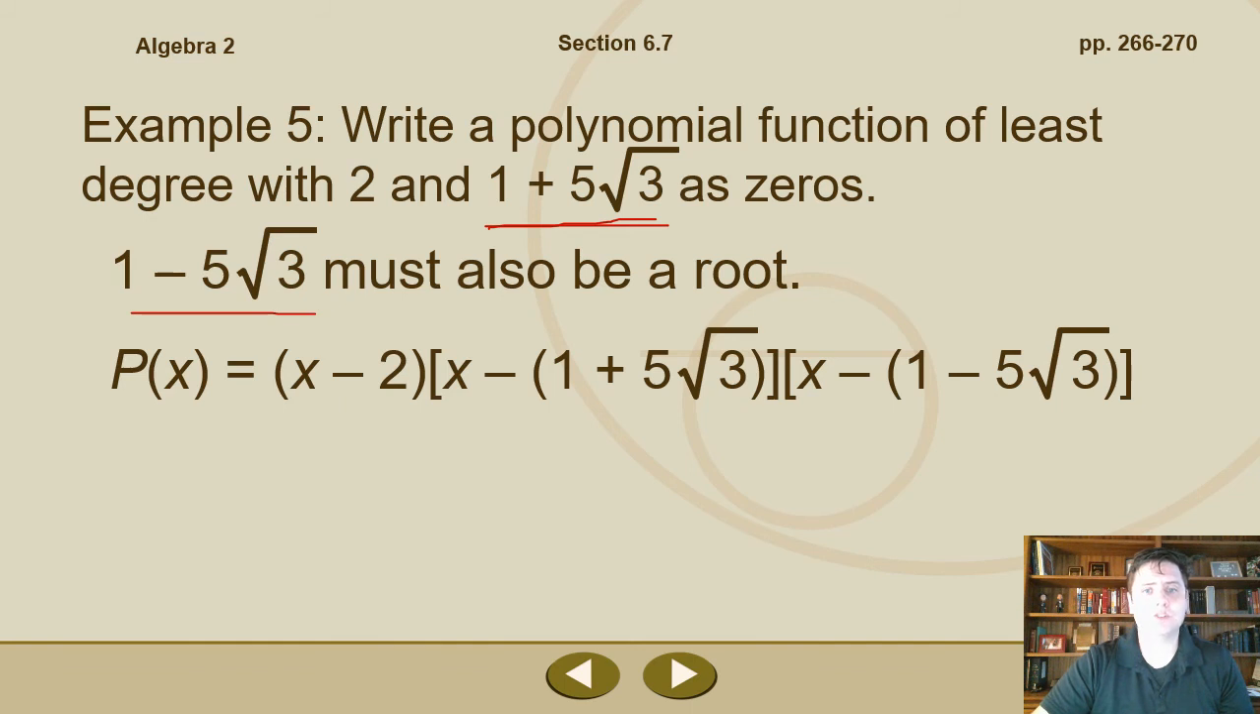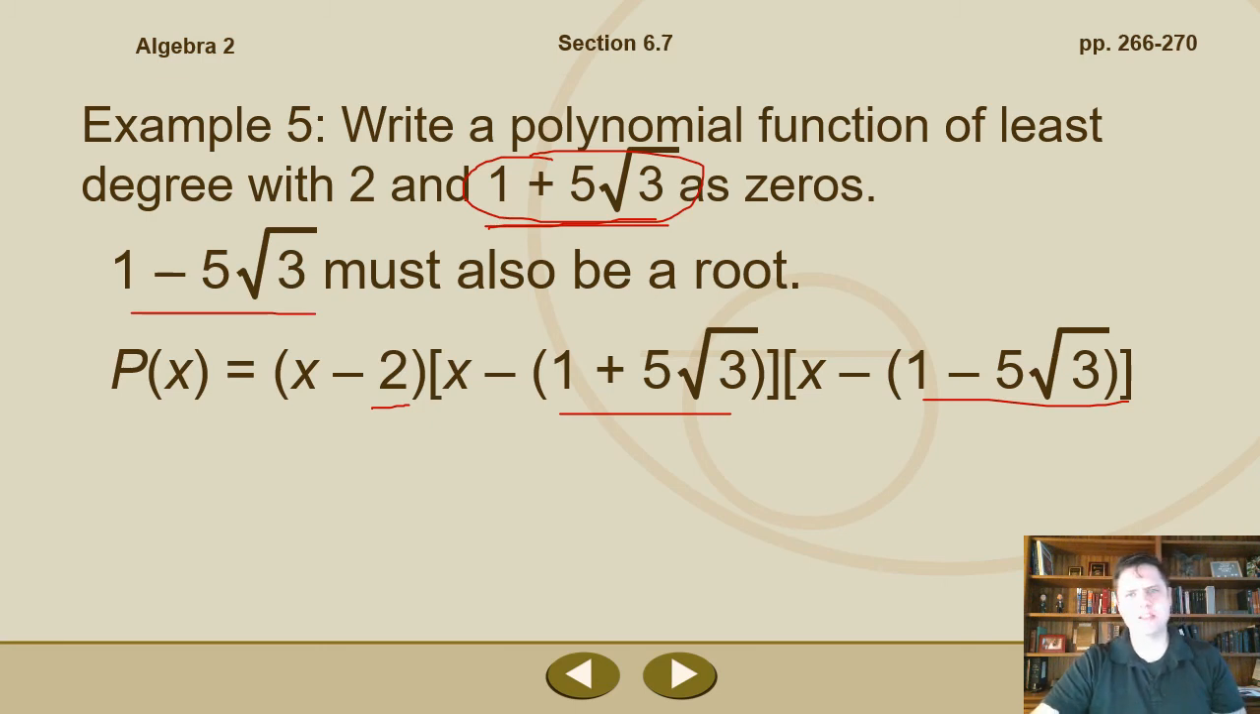x minus 2 times x minus this first root, 1 plus 5 square roots of 3, times x minus 1 minus the 5 square roots of 3. So we see here our several roots. So we have 2, 1 plus 5 square roots of 3, 1 minus 5 square roots of 3.